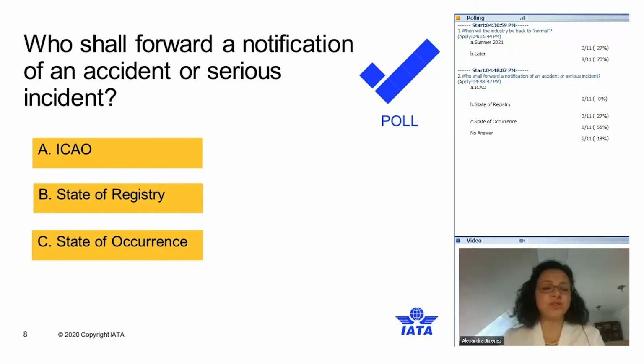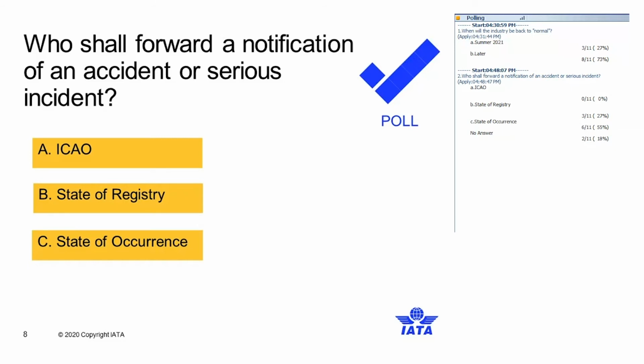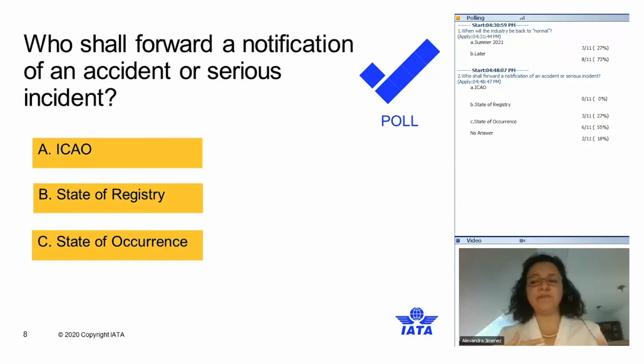Just another question. So who's leading the investigation then? Very good, Alexandra. So it is the state of occurrence, as long as that state is signatory to the Chicago Convention. Article 26 of the Chicago Convention says it is the state in which the accident happens who shall, so it's really a must, carry out the notification and also the investigation. So that's why I got a little bit confused when asked who's leading the notification. But okay. Now, thank you very much.